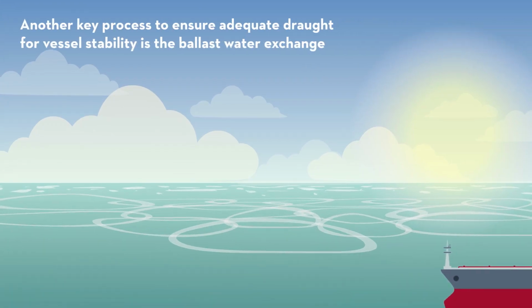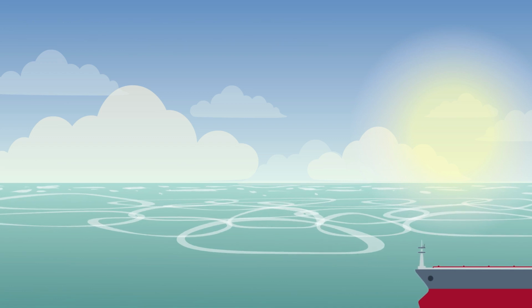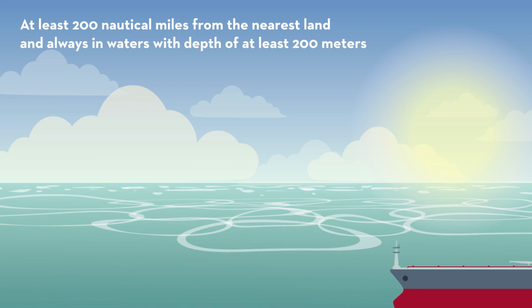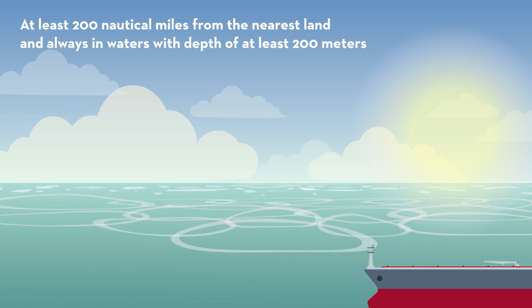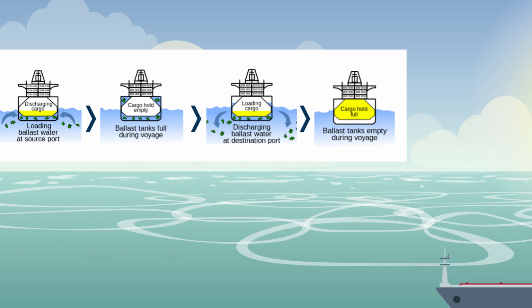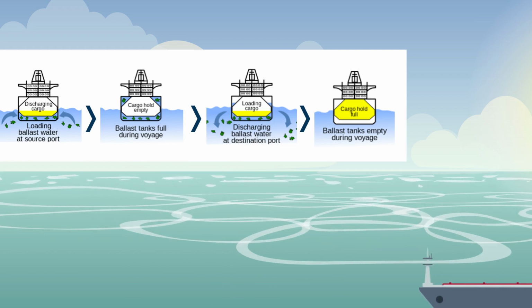Another key process to ensure adequate draft for vessel stability is the ballast water exchange, which should be completed prior to arriving at the load port, at least 200 nautical miles from the nearest land and always in waters with depth of at least 200 meters. To minimize transportation of biological organisms among seas, modern vessels are equipped with a ballast water treatment system.